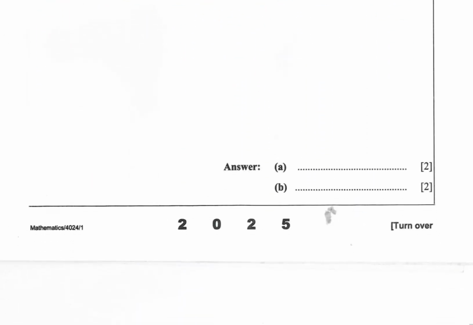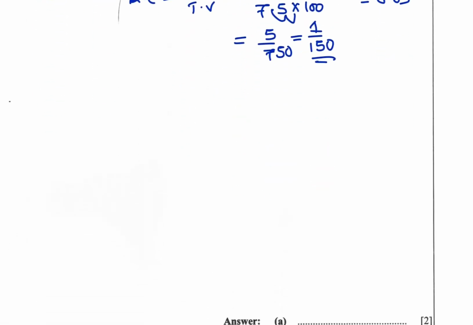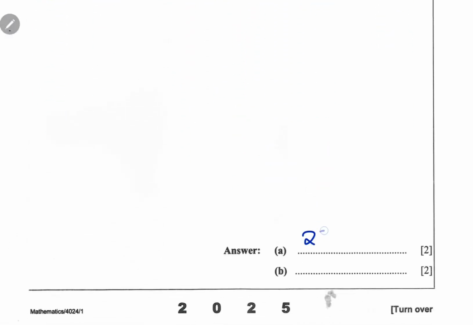Have we recorded the answers for the first one? No. So it's very, very important that you do record. The first one is 25.125. The second one is 1 over 150.